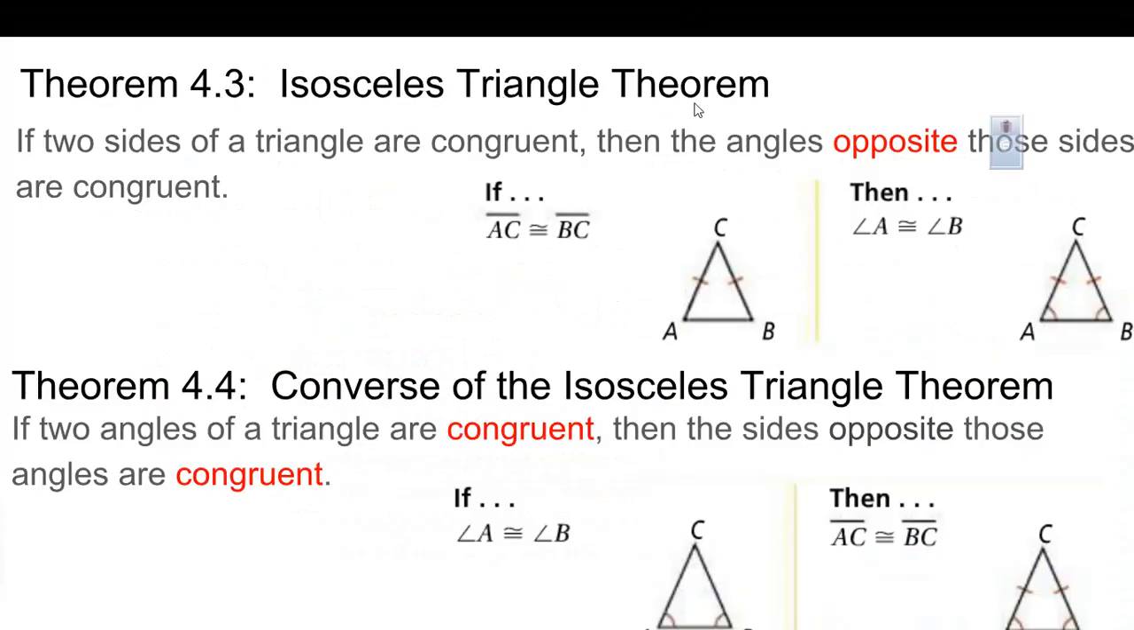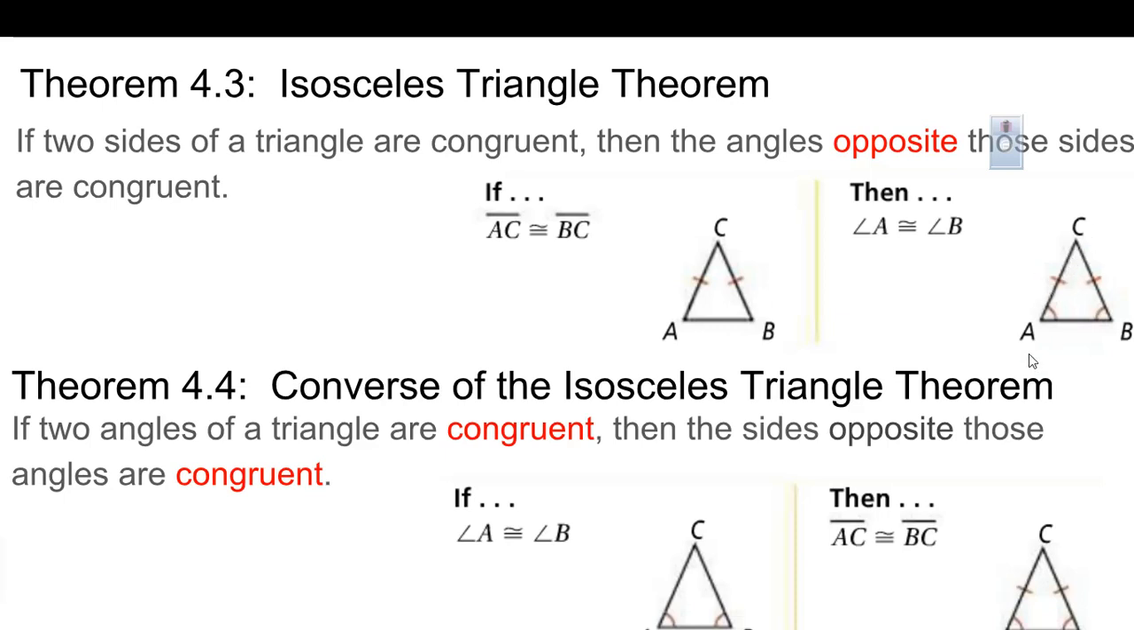Theorem 4.3 is the isosceles triangle theorem. If I give you a diagram and you know that two sides are congruent, therefore it forms an isosceles triangle, then the angles opposite those sides are going to be congruent. So we have side AC and side BC that are congruent, so therefore the angles A and B are going to be congruent as well. These are your base angles. Your base angles are the ones that are across from the sides that are congruent. The vertex angle is the one that's in between the two congruent sides, which means that this vertex angle is the included angle.